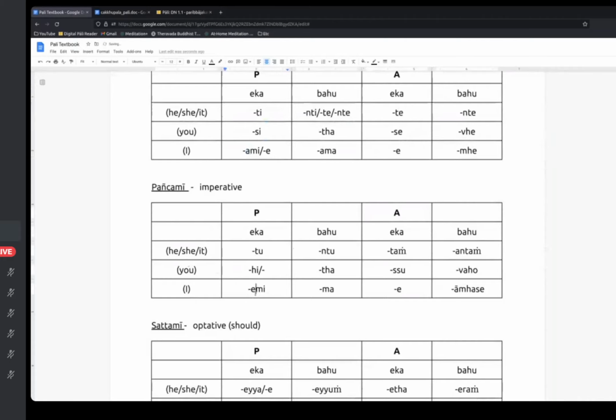Here you have Amy. But there are some roots, when we learn about roots, some groups of roots that add A anyway. So you look at this and you say, oh, that must be imperative. Not necessarily. Chintemi, I think. It's not necessarily Panchami. But it is useful to notice. You'll see the A there and it'll help you to see that it's probably Panchami, but not always.